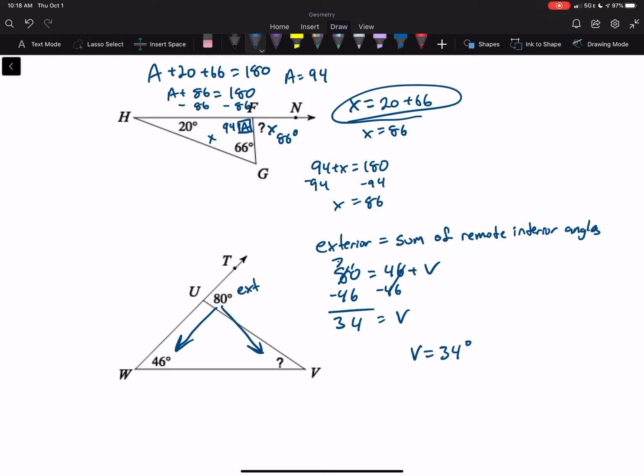Okay, so what you always want to do is set up an equation where the exterior angle is equal to the sum of the two remote interior angles, and then you just have to solve for which one is missing.